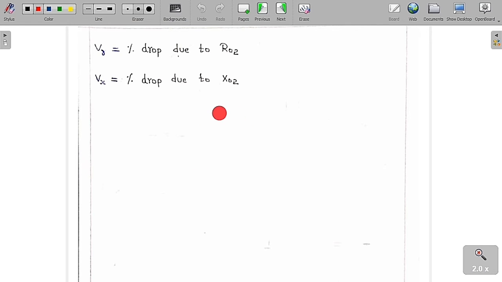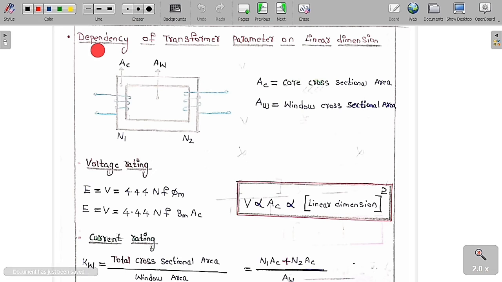So VR is called the percentage voltage drop due to R02, and VX is called the percentage voltage drop due to X02. Now the next concept is the dependency of transformer parameters on the linear dimension. So we are now going to study the dependency of transformer parameters on the linear dimension.